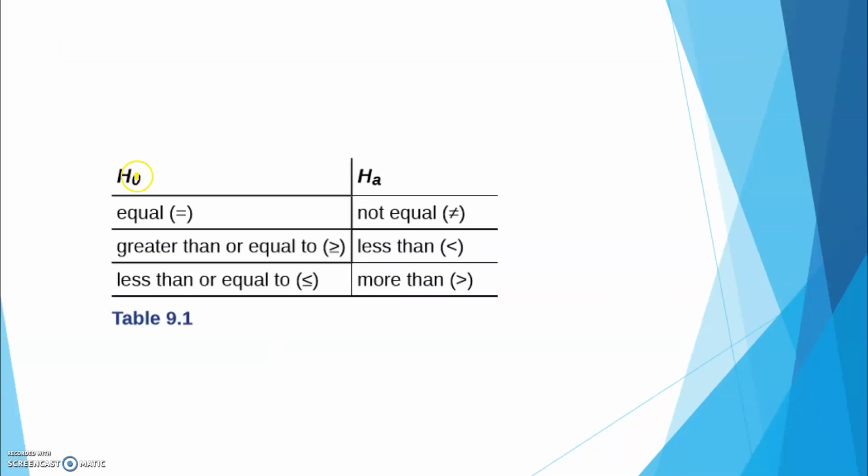Okay, so our null hypothesis is either going to be equal to, or it could be greater than or equal to, less than or equal to. So it's got an equal sign somewhere. Whereas your alternative hypothesis will not ever have an equal sign anywhere.